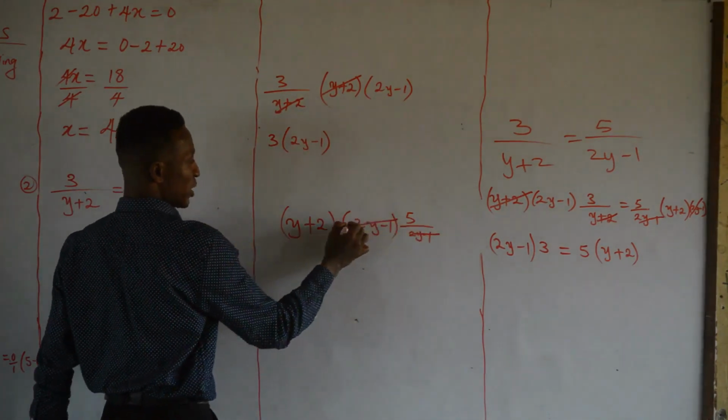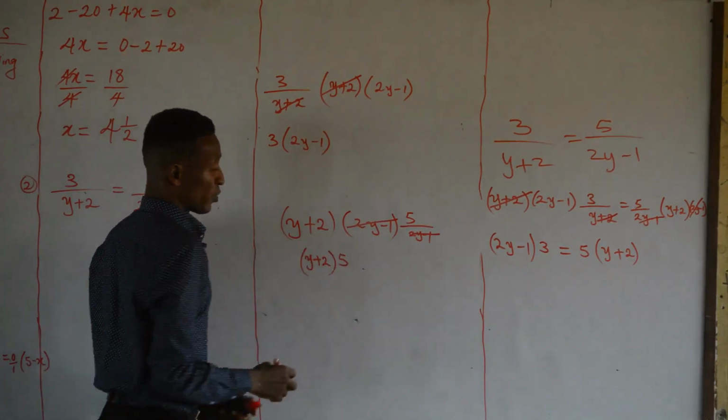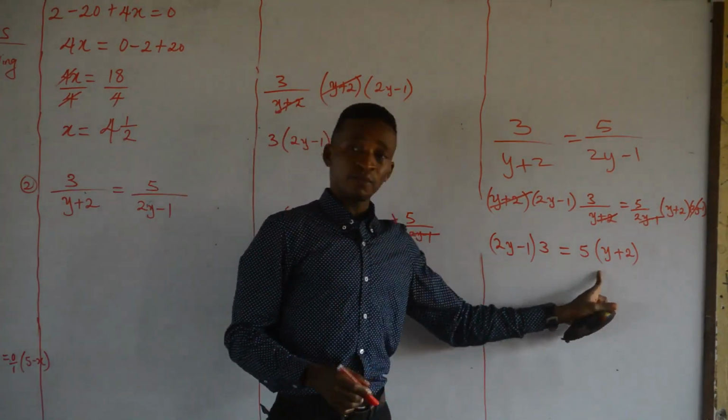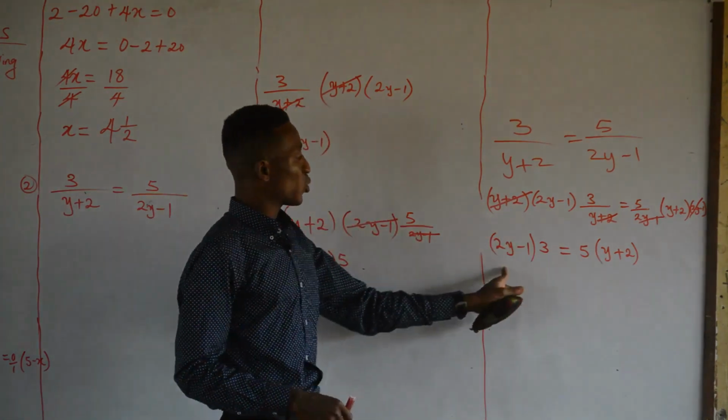2y minus 1 cancel out each other. Here you are left with y plus 2 into brackets 5. Your answer will still be the same thing. So you are still going to get the same answer. So what we just need to do from this stage is just for us to open the brackets.